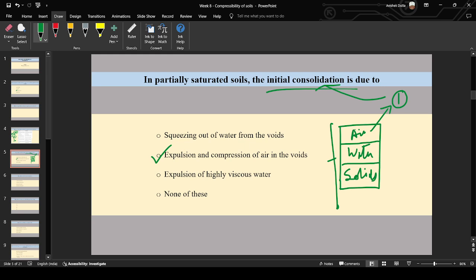Whether this stage would have been present in the soil or not for fully saturated soil, that will go as we gradually move towards the next questions regarding the number of stages of consolidation and further things. Okay. So in partially saturated soil, the initial consolidation is due to what? Due to the expulsion and compression of air in the void. This is the first stage of consolidation.